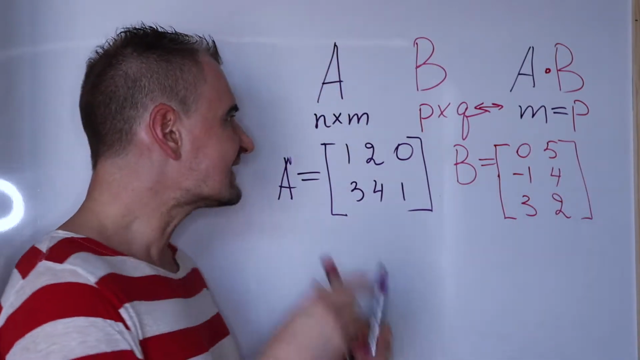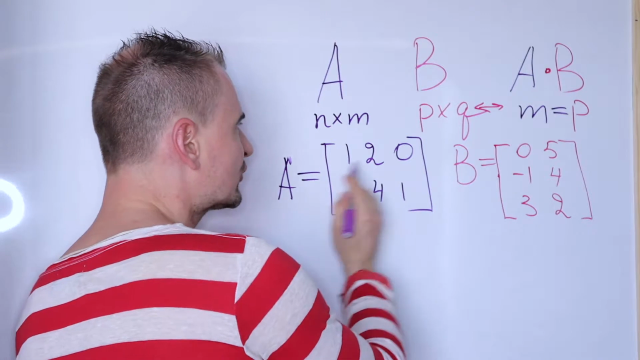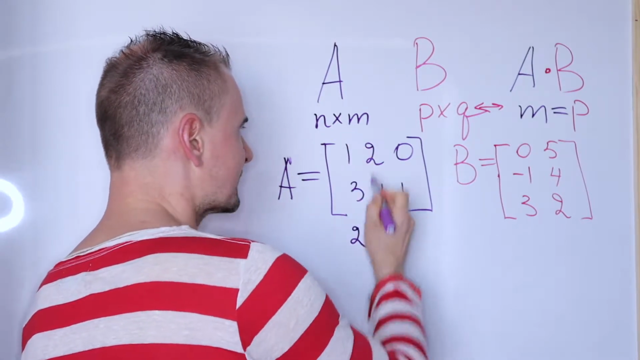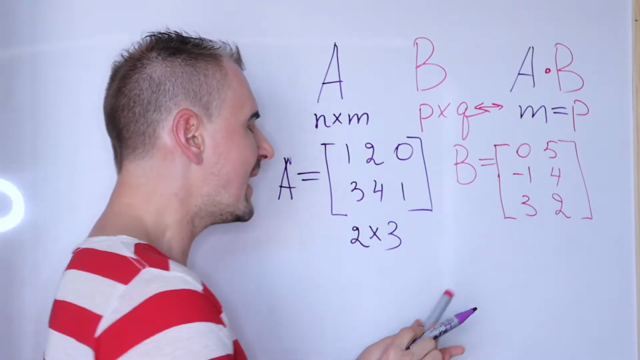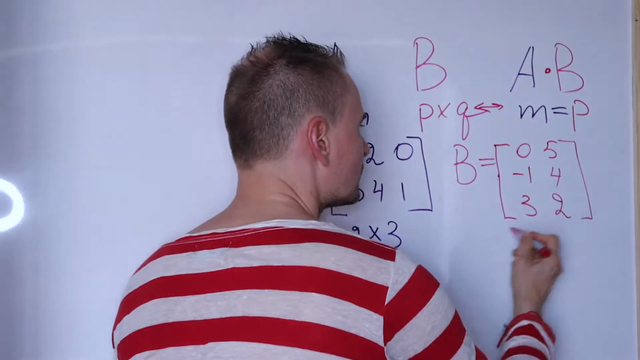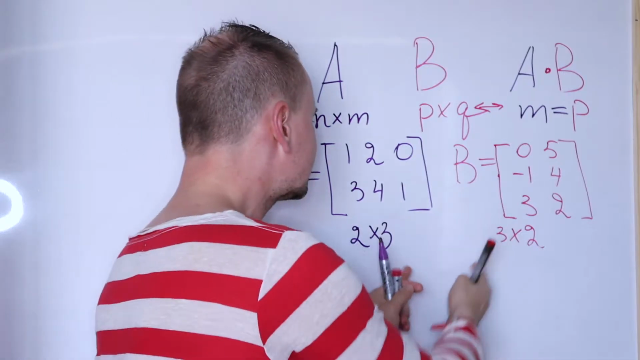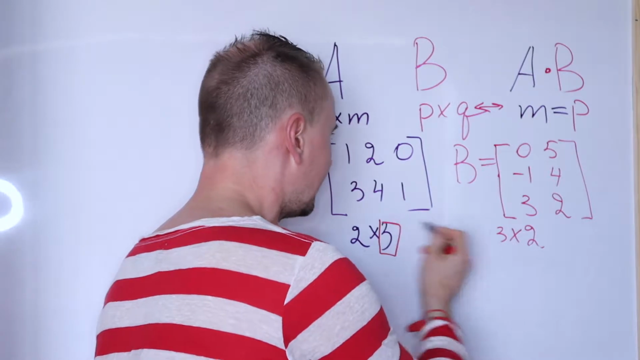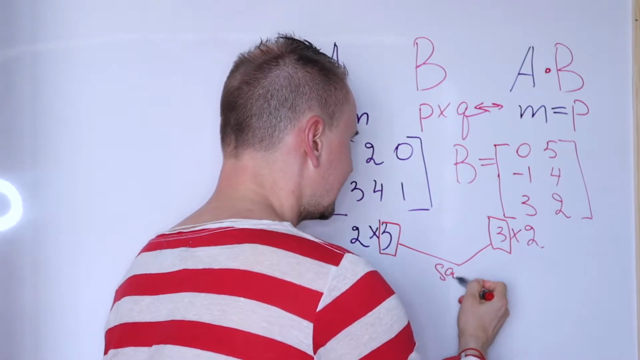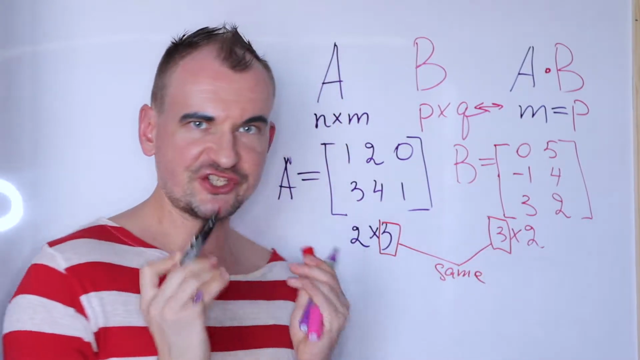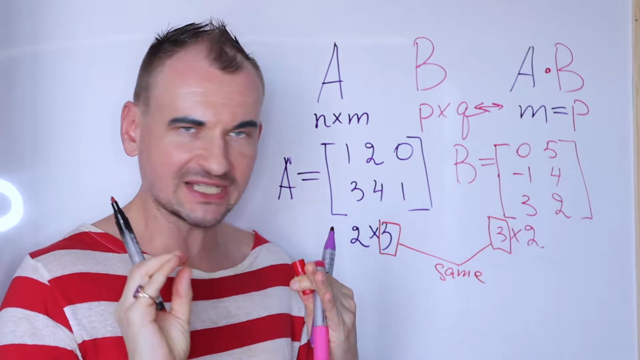Now, does the product exist? So let's see. Matrix A has 2 rows and 3 columns, so matrix A has the size 2 by 3. Now, matrix B has 3 rows and 2 columns. Since these two inner numbers are the same, 3 and 3, the product does exist. And basically we can define the order or the size of the product matrix.